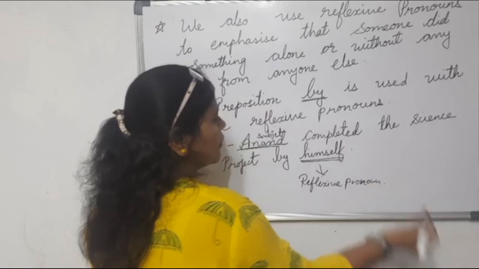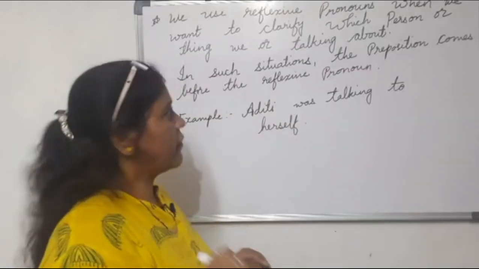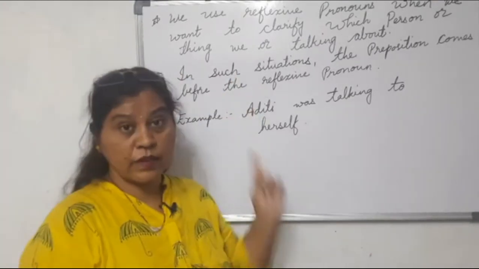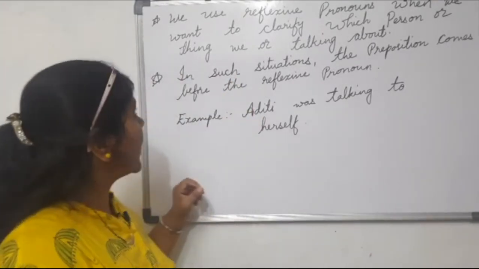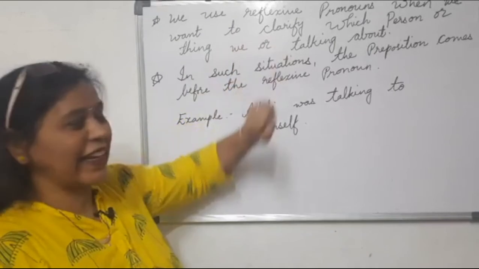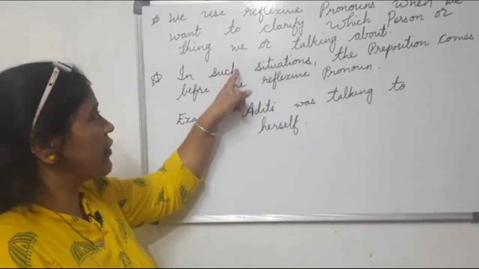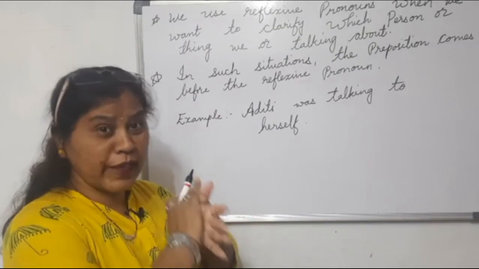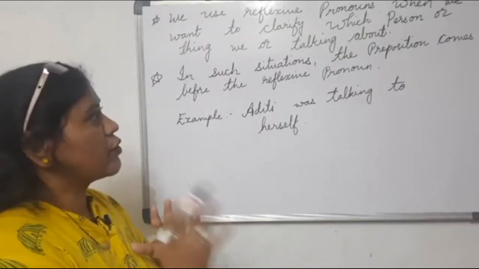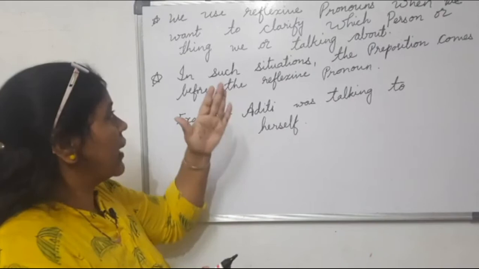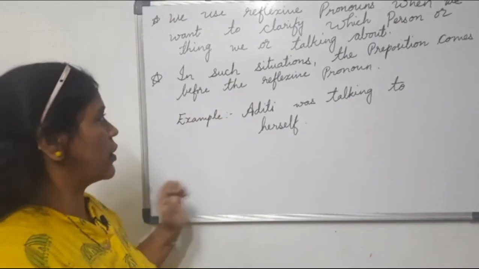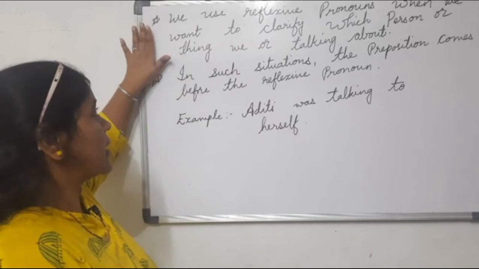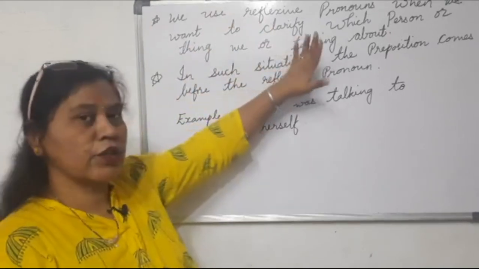Okay, pronoun. Got it? And okay friends, now have a look. We use reflexive pronouns when we want to clarify which person or thing we are talking about. When we want to make the clarification about whom we are talking about, in that scenario also we can use a reflexive pronoun.